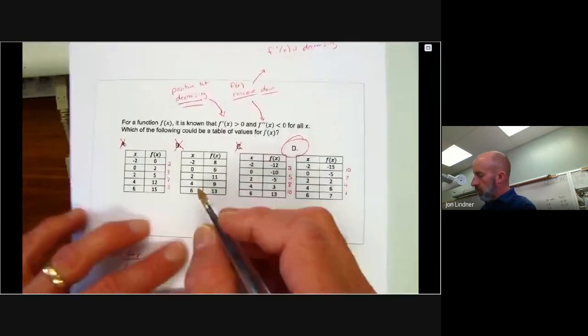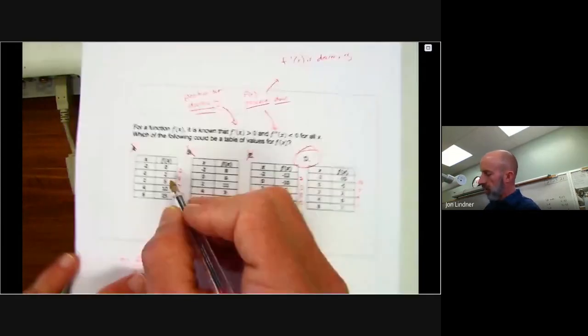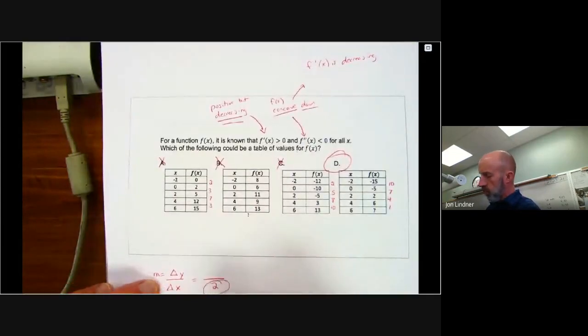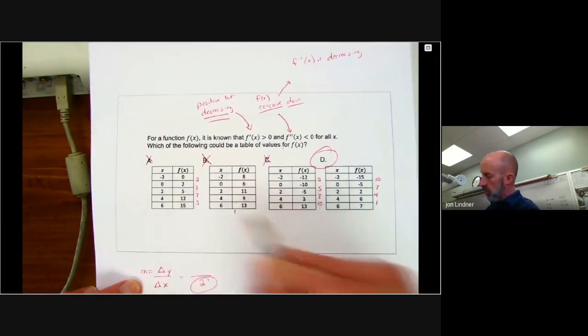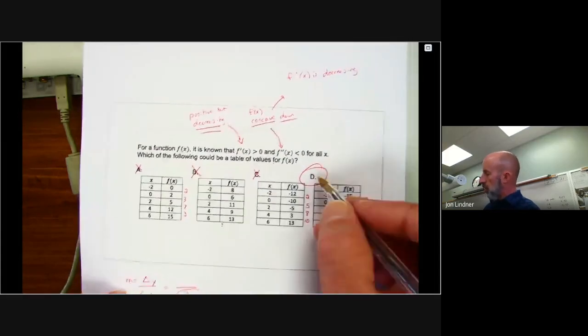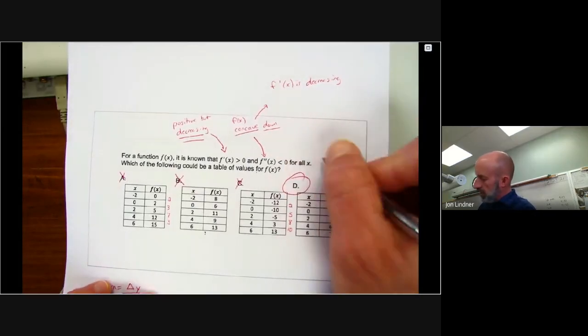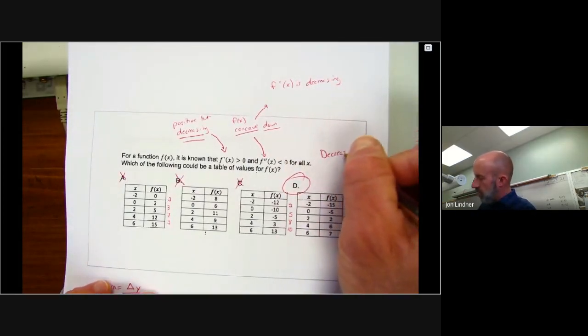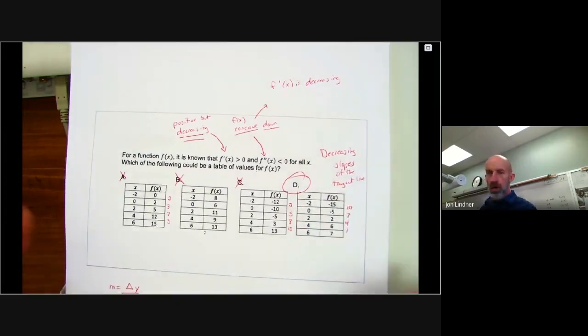And remember, all I'm doing is considering the slopes. I could have calculated all of these slopes, but the bottom number would have been 2. So all we're looking at is what's happening with the change in y on all of these problems. Okay, so the answer is D because it has decreasing slopes of the tangent line, which is what we wanted.